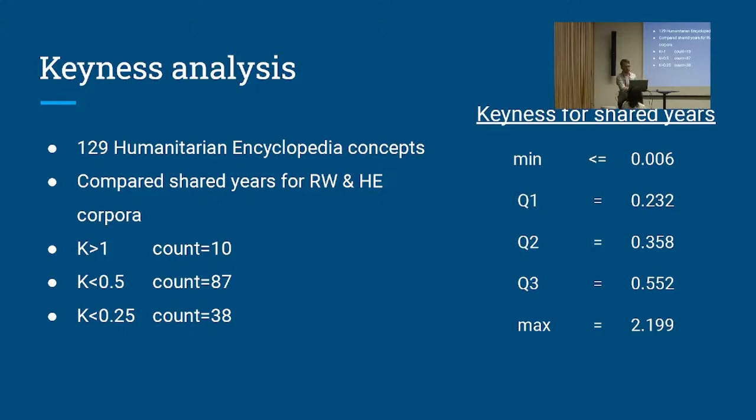And one would mean that the two corpora have the same relative density of that concept. Over one would mean that it's, relatively speaking, more dense in the ReliefWeb corpus, and under one means that we're not getting enough of that concept, more or less. And on the other hand, the low keyness scores, which are under one, show that there's much more content in the Humanitarian Encyclopedia corpus.